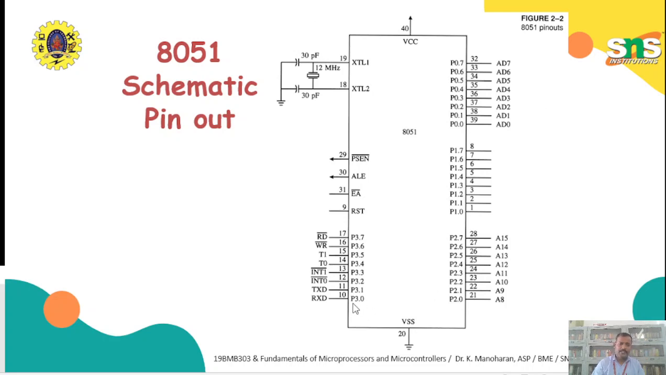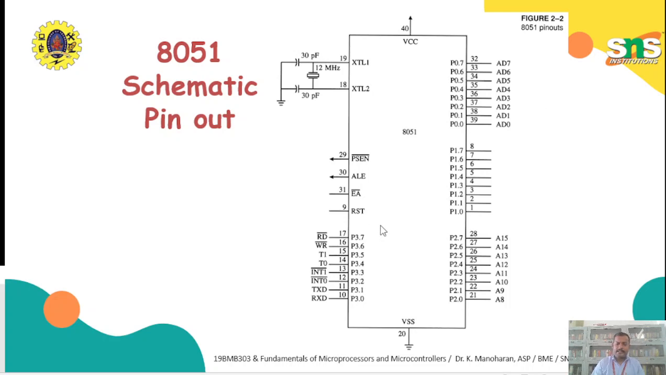Look at port 3, port 3.0 to port 3.7, pin number 10 to 17. These signals, as IO lines, are also multiplexed with the control signals: read signal, write signal, timer 1, timer 0, interrupt 1, TXD line, RXD line. These are the individual lines that will be connected with port 3. We have alternate input output lines connected with these lines because we need to have the control signals also. To reduce the chip size, we use this multiplexing concept.